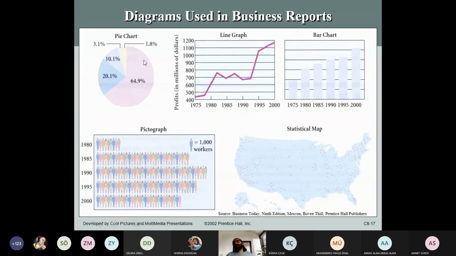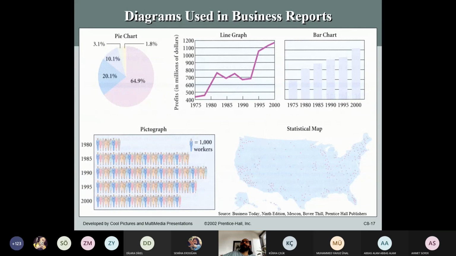These are diagrams used in business reports, and I suggest you learn how to use them, how to build them in Microsoft Excel, especially, or other programs, and use them in your reports. These are very good representations of reports.